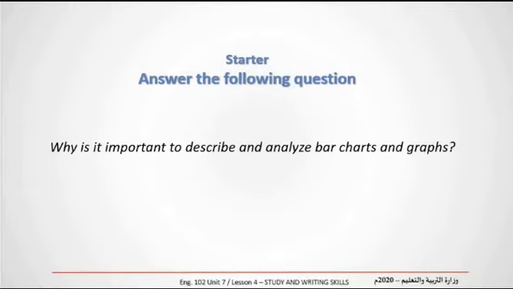In the chat box, I'll give you 2 minutes to think about it. Why are we doing this? Why are we describing bar charts? I know it's early in the morning and maybe your brains are not working and functioning as well as they should be. Yeah, but think about it. Why is it important to describe and analyze bar charts or graphs? So in the chat box, write your answer. Of course, give yourself some time to think about the answer.